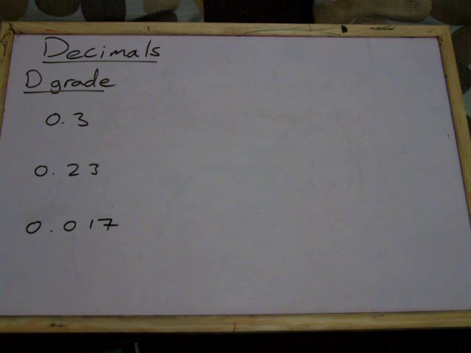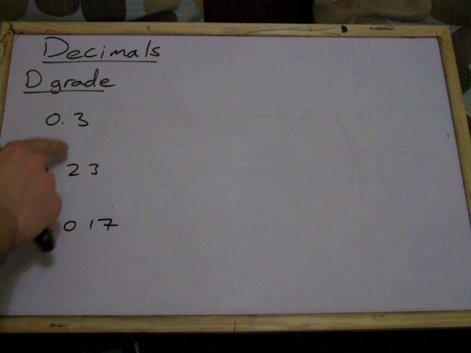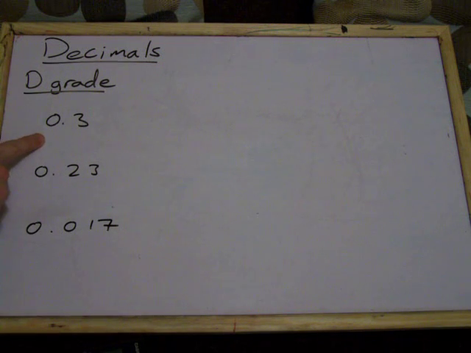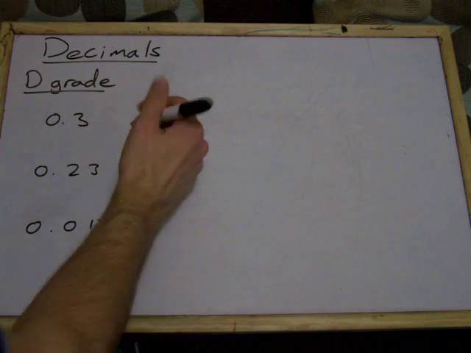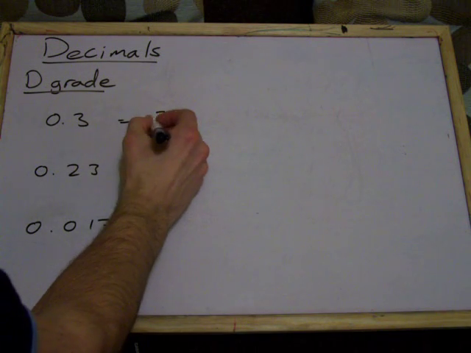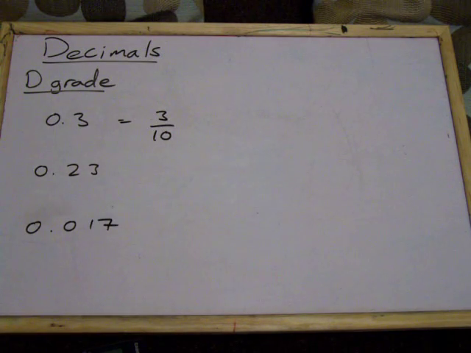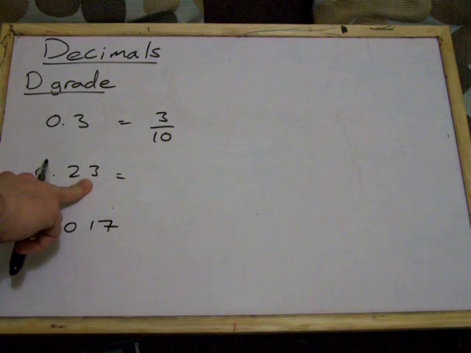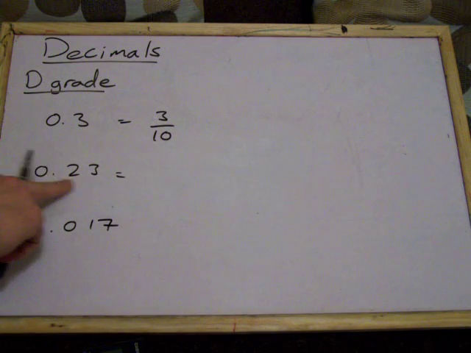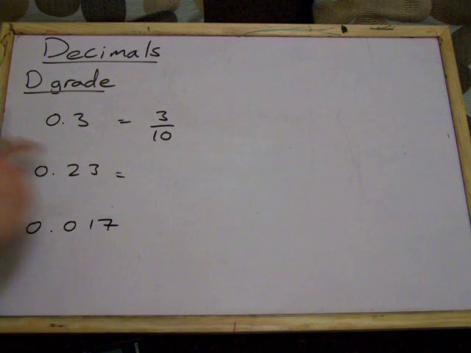Converting decimals to fractions, right. Okay, first decimal I'm looking at here, 0.3. That is 3/10. So as a fraction that is 3/10. Okay, the second one, that number there represents 2/10. That one represents 3/100. So together there's 23/100.